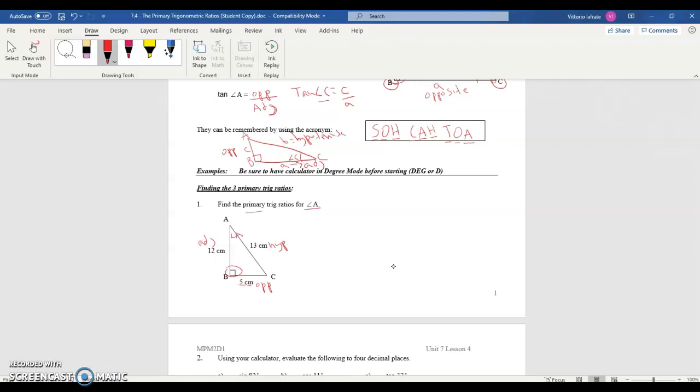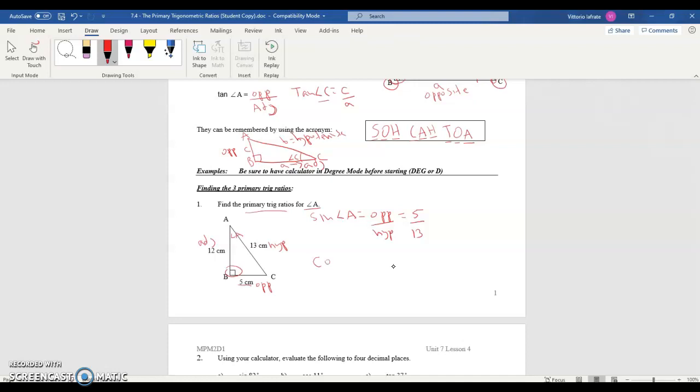And so we need to find the primary trig ratios for angle A. So we're going to do sine of angle A. And we know that sine is equal to SO, opposite over hypotenuse. If we just plug in our values, the opposite is 5, and the hypotenuse is 13. And you can leave it as a fraction. That's what I recommend. But you could also just do 5 divided by 13, and then you'd get 0.3846, and so on. So that would be the sine trig ratio for angle A.